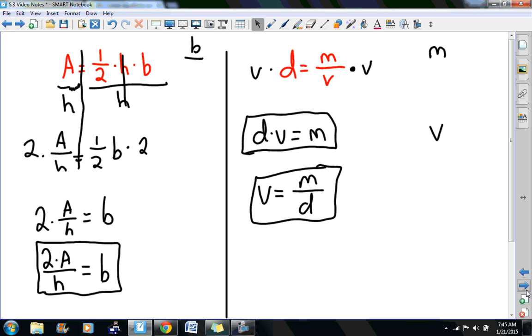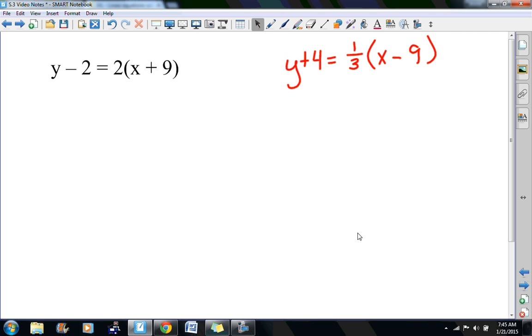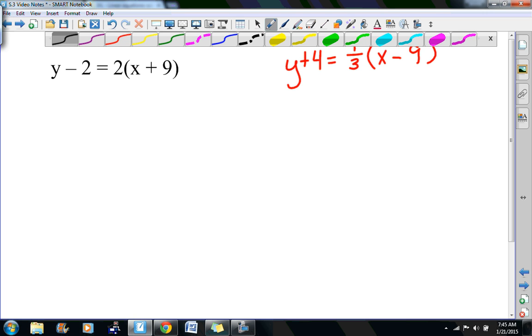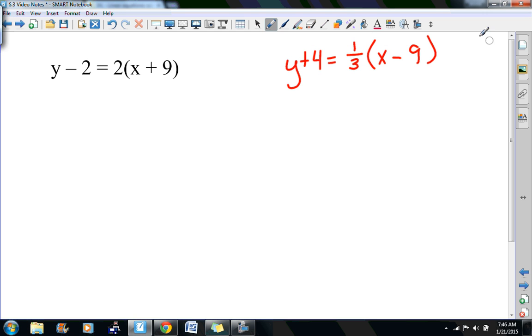So this is the IXL. This is the second section, which wants you to solve for the y variable every time. But I see parentheses on the right side. Hopefully that jumps out at you and says distributive property. So we have to do that right away. I'm going to distribute in this 2, and I get y minus 2 is equal to 2x plus 18.